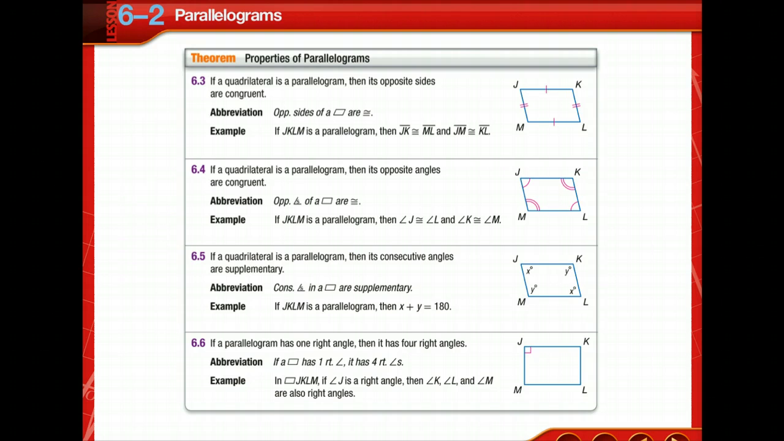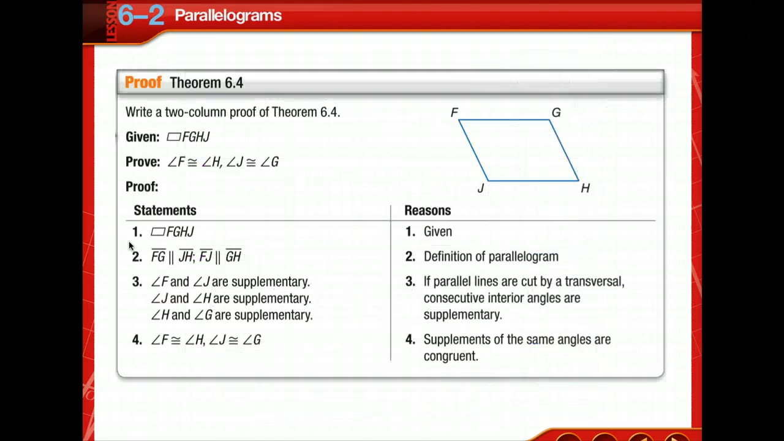The properties of parallelograms are listed in these theorems. So why don't you pause for a moment and make a note of these theorems in your notes. Note the proof of opposite angles of a parallelogram are congruent.